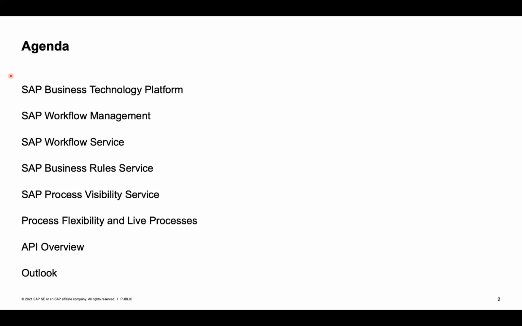And then you will hear about these different services that are part of the workflow management product. So that's the workflow service, the SAP Business Rules service, the process visibility service. And then there's also a concept called process flexibility and live processes, which are also part of SAP workflow management. And yeah, you will hear more about that later on.